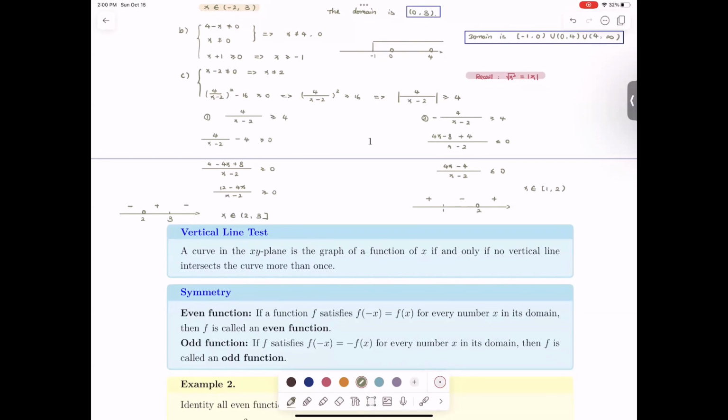And now, you combine them together. Okay, there is no intersection, so it's just the union of them. So the domain is the union of those two intervals. Domain is 1 to 2, union 2 to 3. That's the final answer.